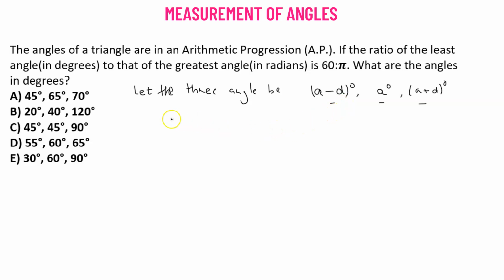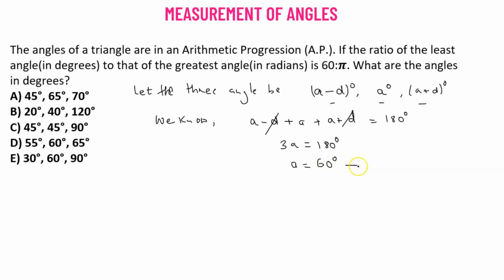Now we know that the three angles of a triangle sum up to how much? 180 degrees. So we have a minus d added to a plus d. Since all of them are in degrees, they sum up to 180 degrees. So d and negative d cancel out. That leaves us with 3a, so 3a is 180 degrees. So a must be equal to 60 degrees. Let's keep it aside and call it number 1.